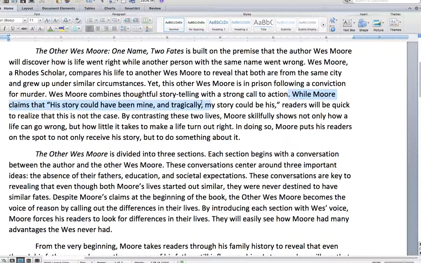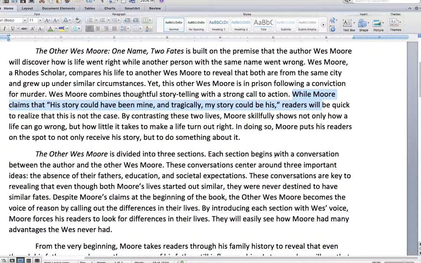So here's where I began to focus on evaluation. I'm telling you what he's doing, and then I continue. While Moore claims that his story could have been mine and tragically my story could be his, it's not an exact quote. I didn't have my book with me when I was writing this, but we understand, so I'd correct that in the revision. Readers will be quick to realize that this is not the case.